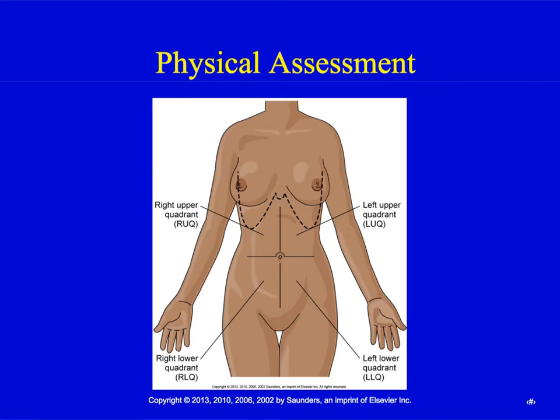So just a picture of those 4 quadrants that you should always assess when you're assessing somebody's GI tract. You're going to listen to each quadrant, make sure they have bowel sounds, and then palpate and make sure that they don't have any tenderness, pain, lumps, masses, or anything like that in those areas.